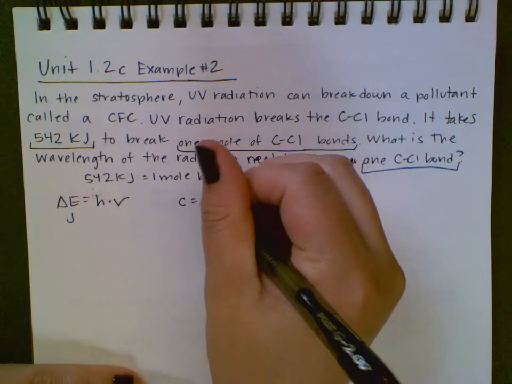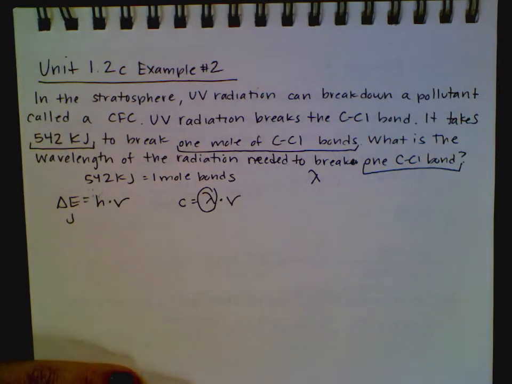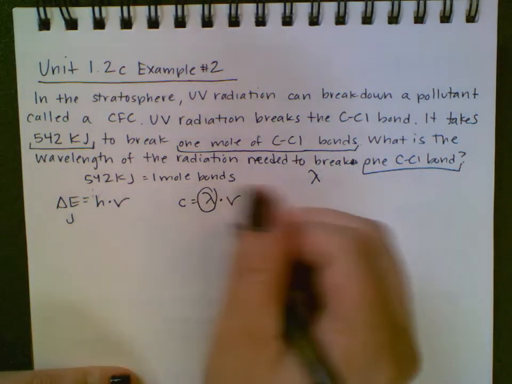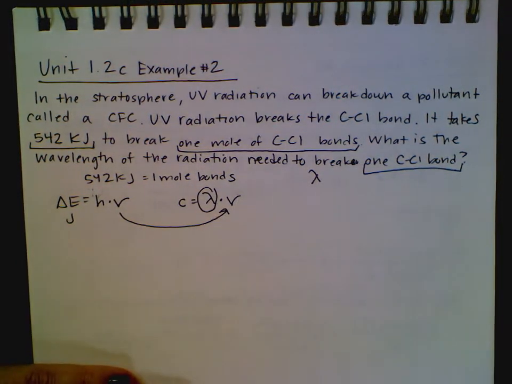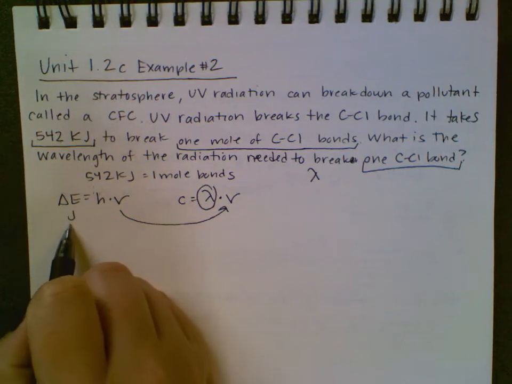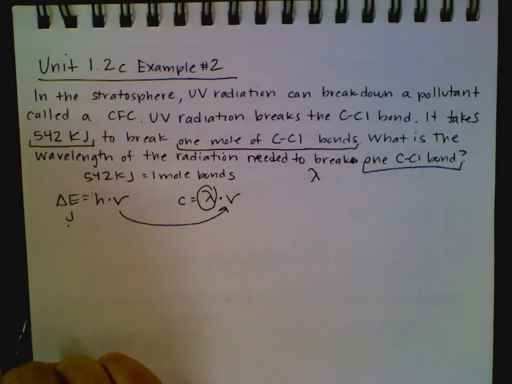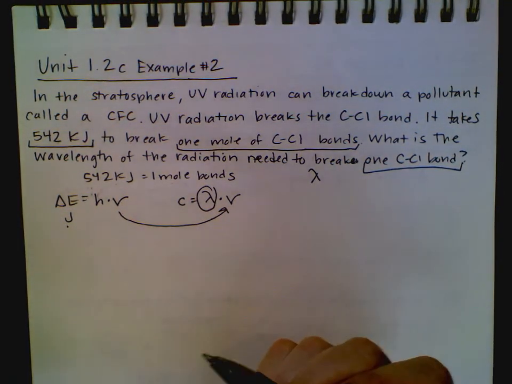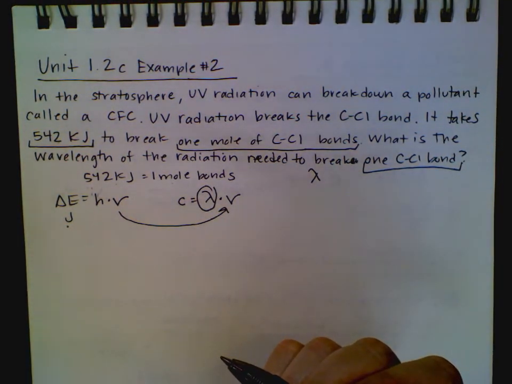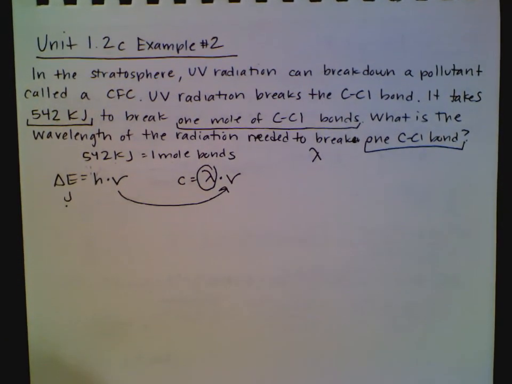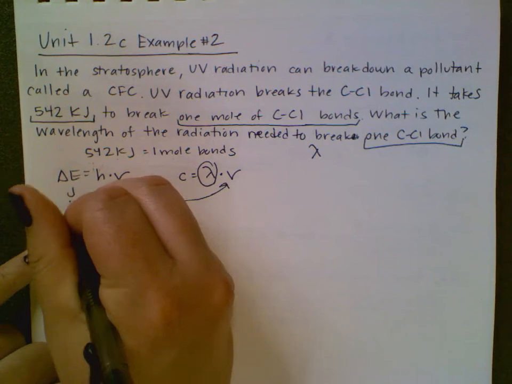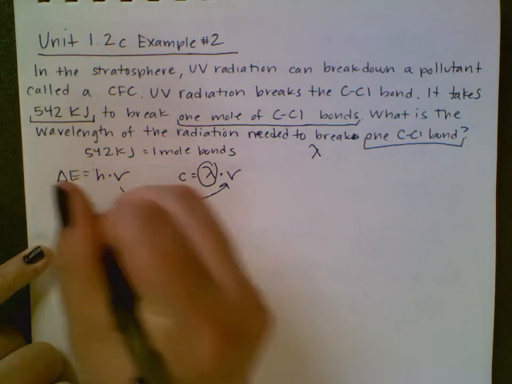So, things that we need to do to attack this problem. We need to get to wavelength. We need to find frequency to put into the equation to get the wavelength. And we need to deal with joules, not kilojoules. We also need to deal with 1 bond, not a mole of bonds. So there are a bunch of different things that we need to kind of take care of. My first order of business, I think, is going to be to take the kilojoules and get them into joules. So that is what I'm going to do first.